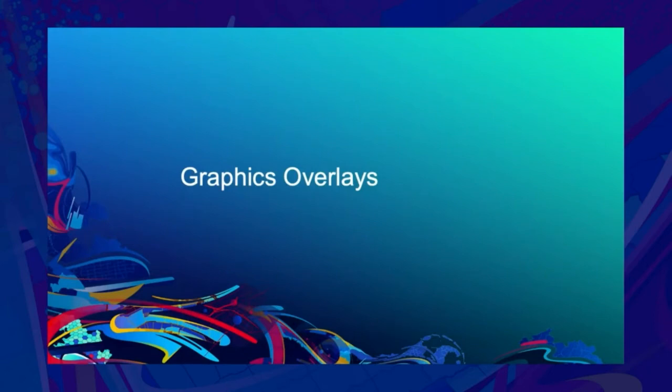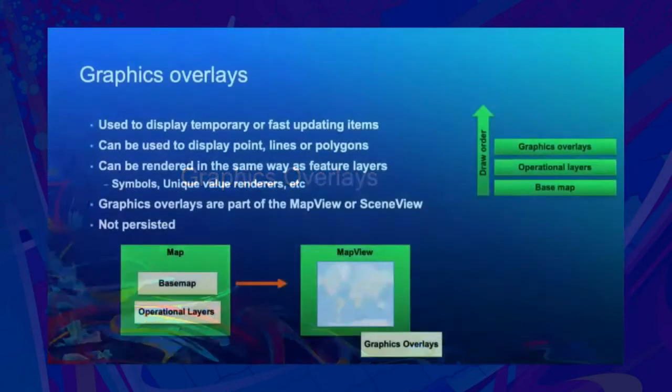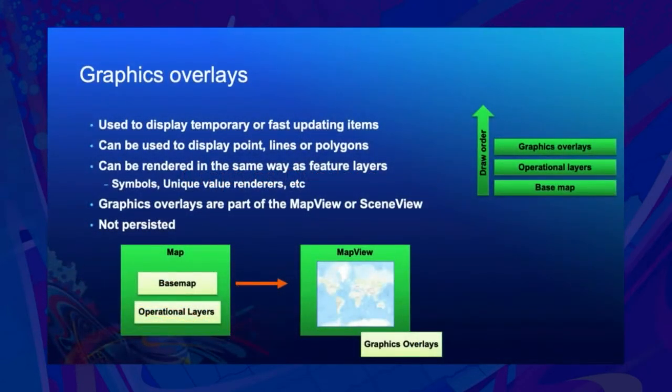So let's move on to looking at graphics overlays next. The graphics overlays are typically used for displaying temporary or fast-moving items. So temporary information could be just some markup that you're drawing on your map, but fast-moving items could be coming, say, from a radio feed. So maybe you've got the location of taxis moving around a city and you want to be able to draw those on the screen very quickly.